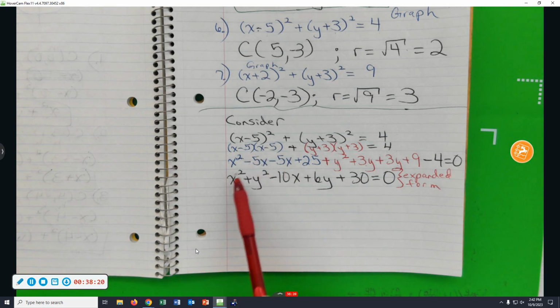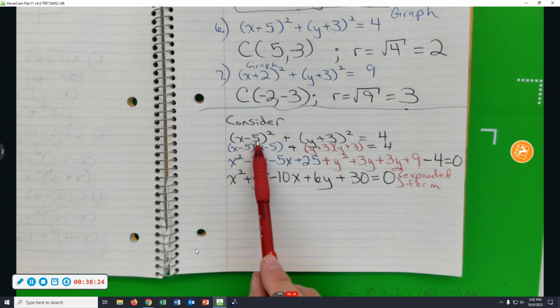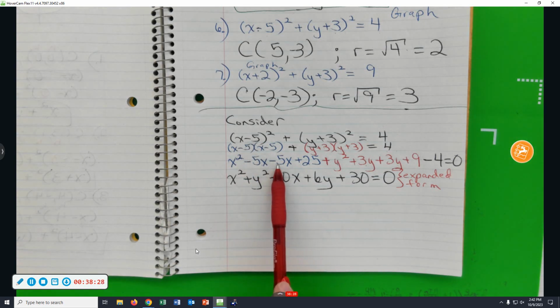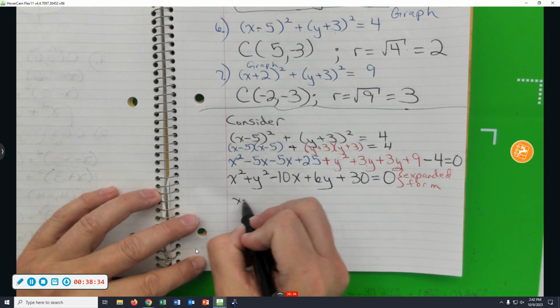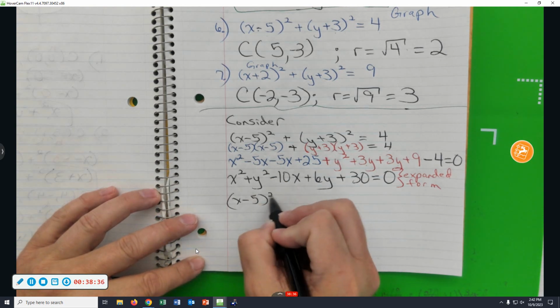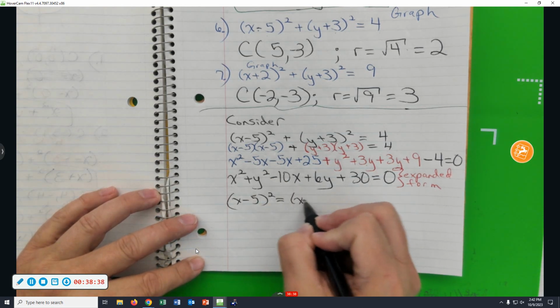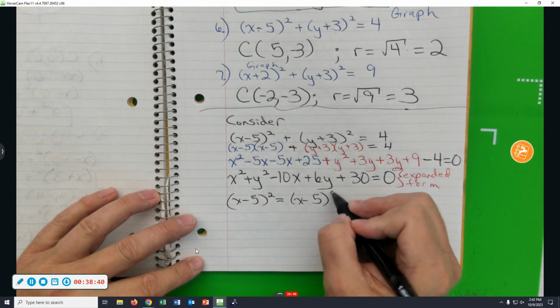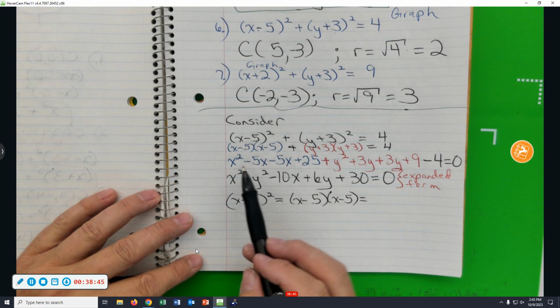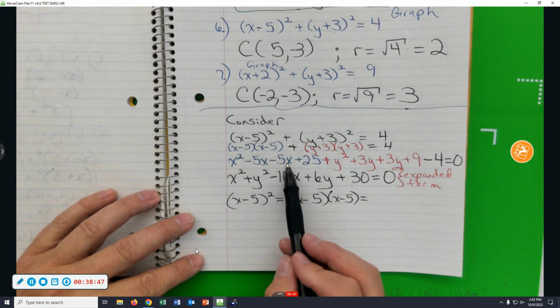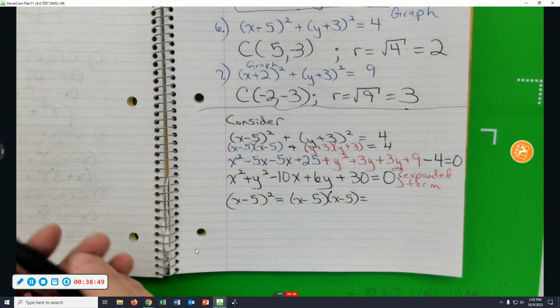Realize something like x minus 5 quantity squared, that's a perfect square trinomial. I should have combined those right off. Let's look at that x minus 5 quantity squared. We said that that's x minus 5 times x minus 5. And we FOILed that out. We got that x squared minus 5x plus 25.